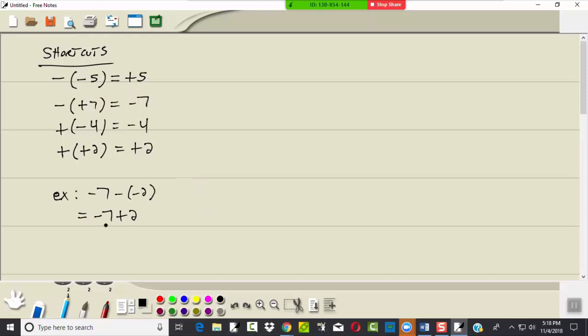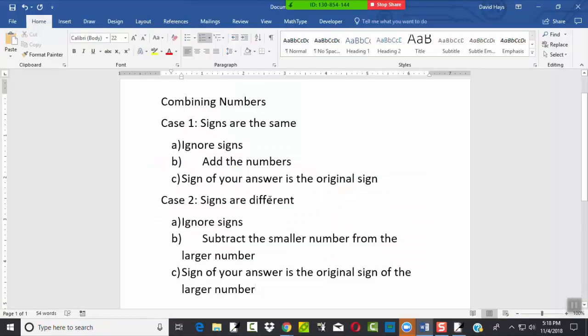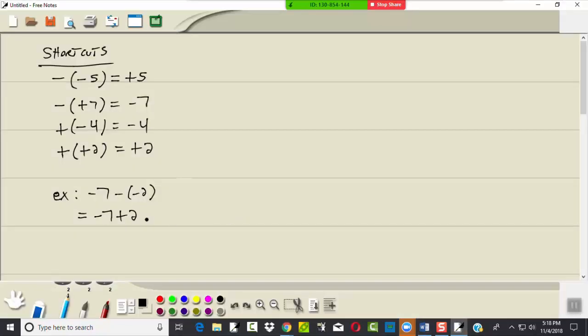Then we follow our cases. This is case 2. Signs are different. We ignore our signs, so we got 7 and 2. You subtract smaller from larger. 7 minus 2 is 5. And the sign of the larger number, which is 7, which originally was negative, is going to be the sign of our answer. So negative 5 is our answer.